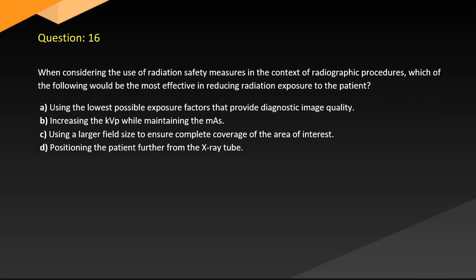Question 16. When considering the use of radiation safety measures in the context of radiographic procedures, which of the following would be the most effective in reducing radiation exposure to the patient? A. Using the lowest possible exposure factors that provide diagnostic image quality. B. Increasing the kVp while maintaining the mAs. C. Using a larger field size to ensure complete coverage of the area of interest. D. Positioning the patient further from the X-ray tube.